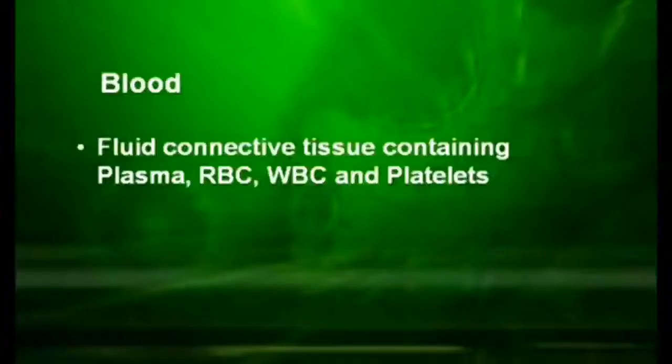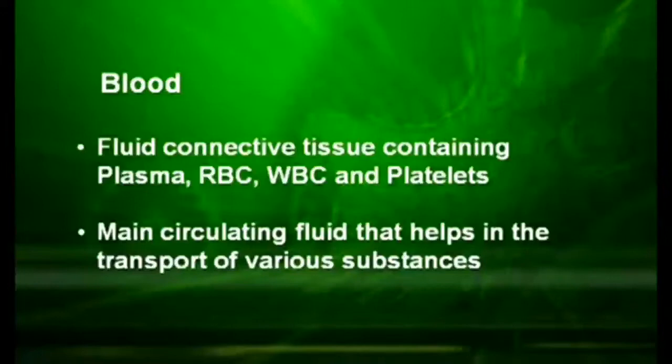Blood is the next type of connective tissue. It is a fluid connective tissue consisting of plasma, RBC, WBC, and platelets. It is the main circulating fluid that helps in the transport of various substances.